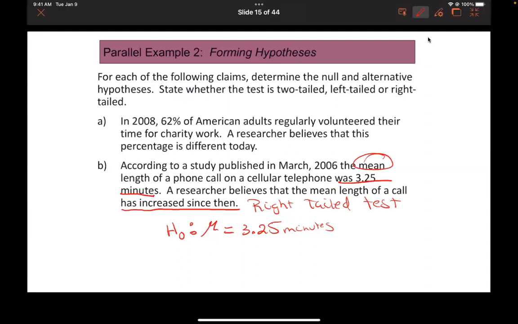My alternative hypothesis, once again, the number and mu don't change. The only thing that changes is the equal sign goes to greater than. Still alive? We're doing okay?